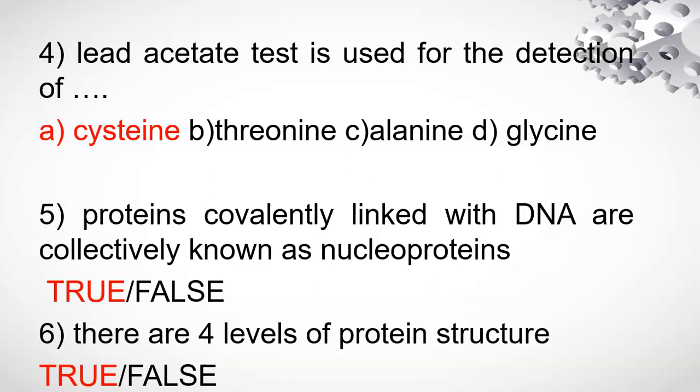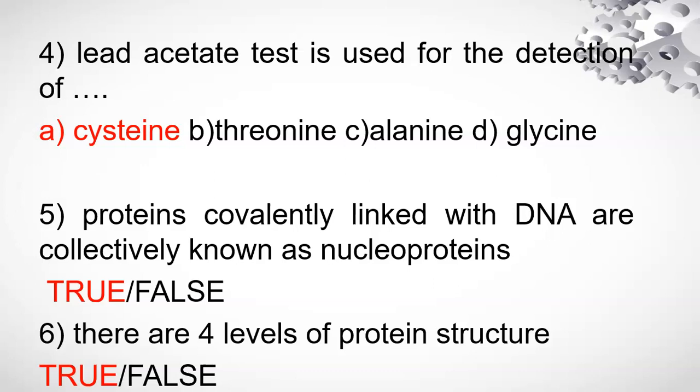Number 5, proteins covalently linked with DNA are collectively known as nucleoproteins. So we'll talk about this. That's when we say a combination of proteins and DNAs, or in this case we actually say DNA, but we can actually use the word nucleotide. So we can refer to it as a nucleoprotein, which is a combination of both proteins and nucleic acids that are covalently linked to each other. So the answer is true.